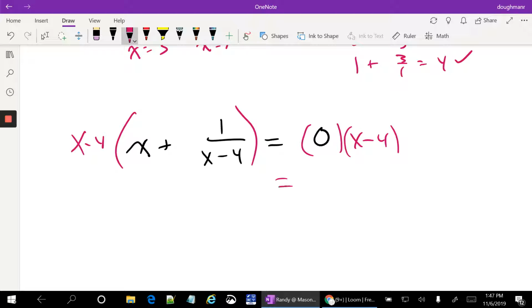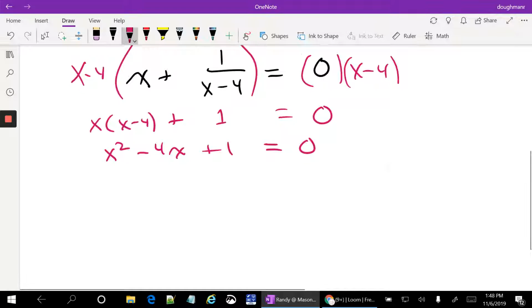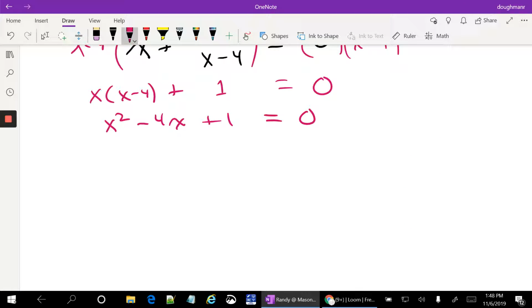Now, the right-hand side is going to be 0. On the left-hand side, I'm just going to write down x times x minus 4. And then I've got x minus 4 over x minus 4, which, convince yourself, is 1. So now you've got x squared minus 4x plus 1 equals 0. Not real happy about that. I can't factor it, so I'm going to go with the quadratic formula.